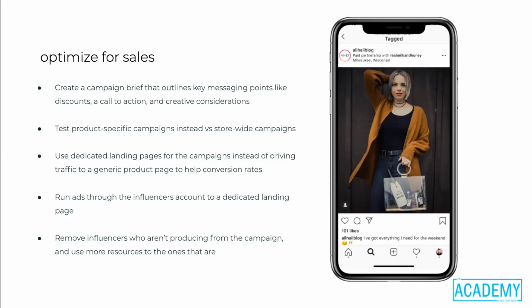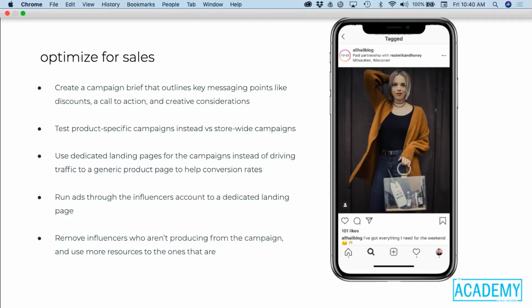And then what you can do too is you can actually run ads through the influencer's account to that same dedicated landing page. And this works really well because now not only is your brand being promoted, but when somebody actually sees that content, it's actually coming from a human being. So again, many times audiences are more likely to engage with an individual than they are to engage with the actual brand itself. So if you can get the permissions to run ads through the influencer's campaign, that's a huge plus.